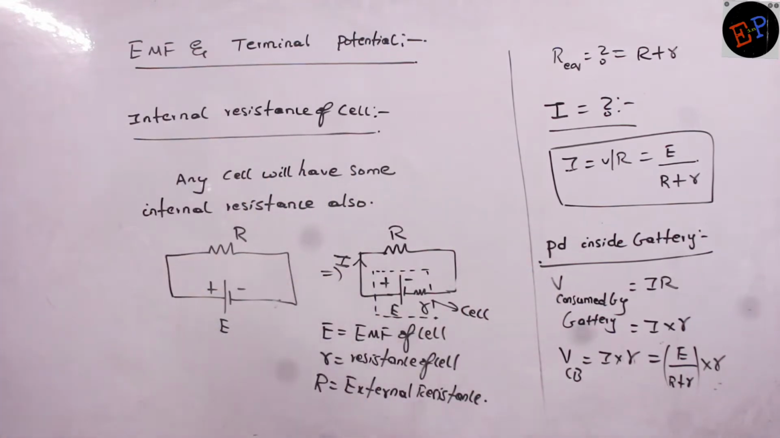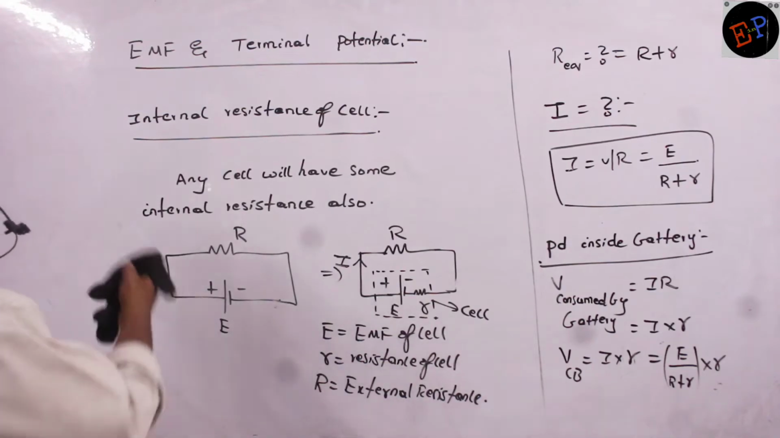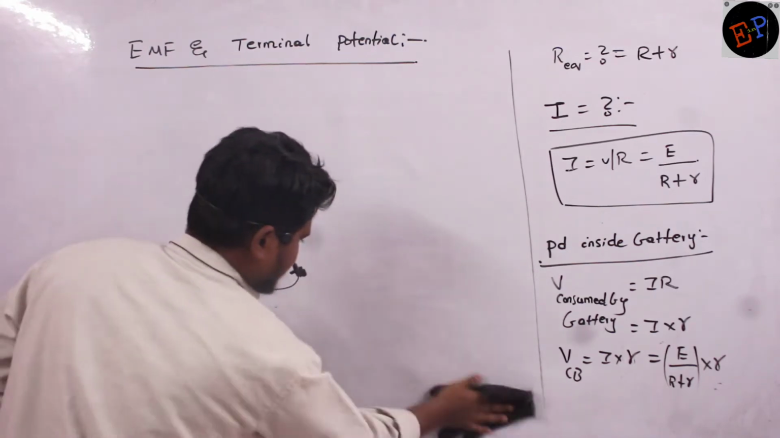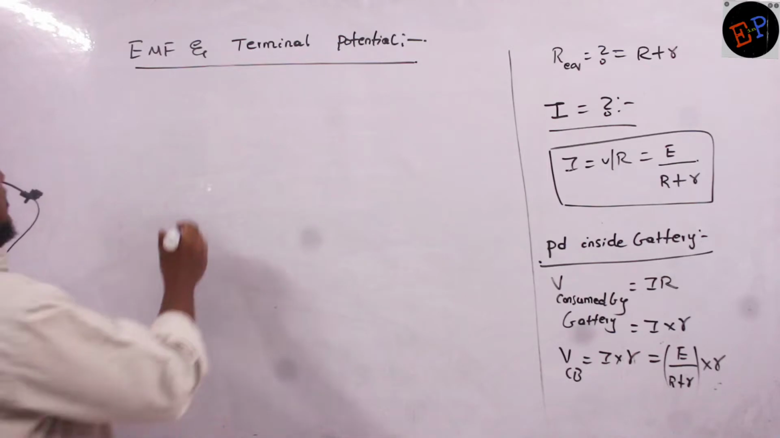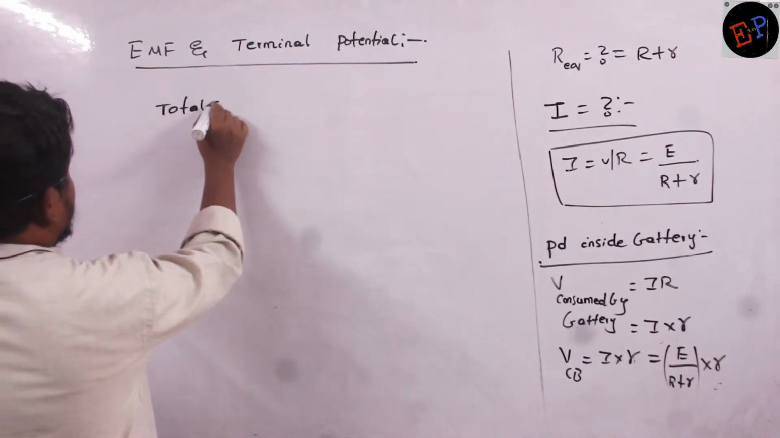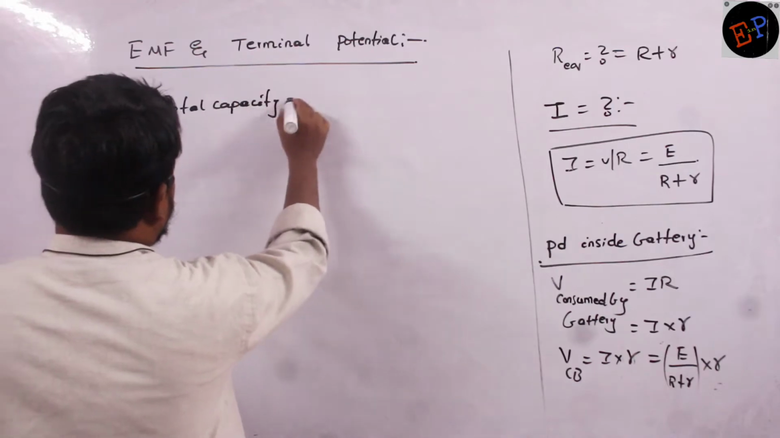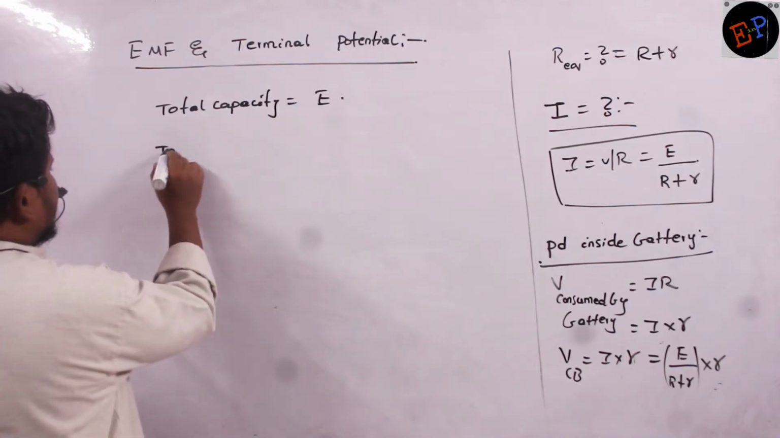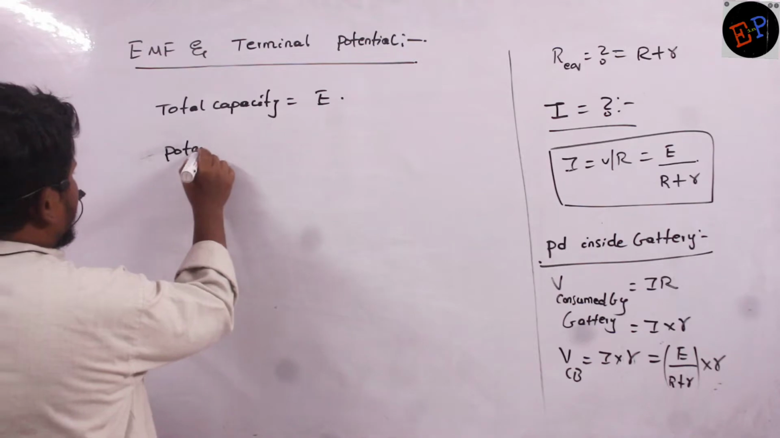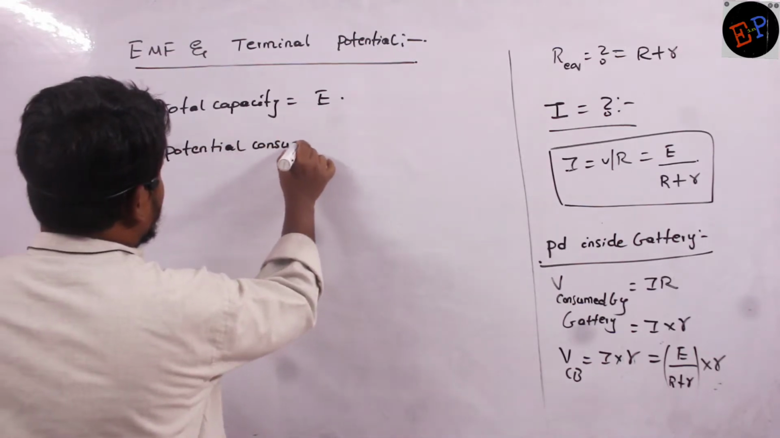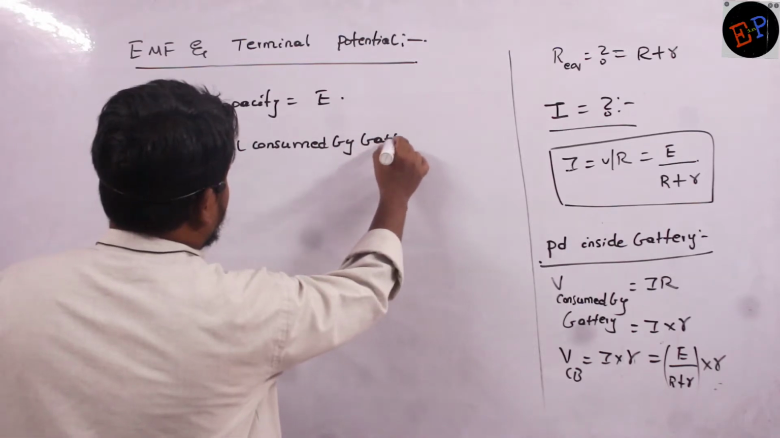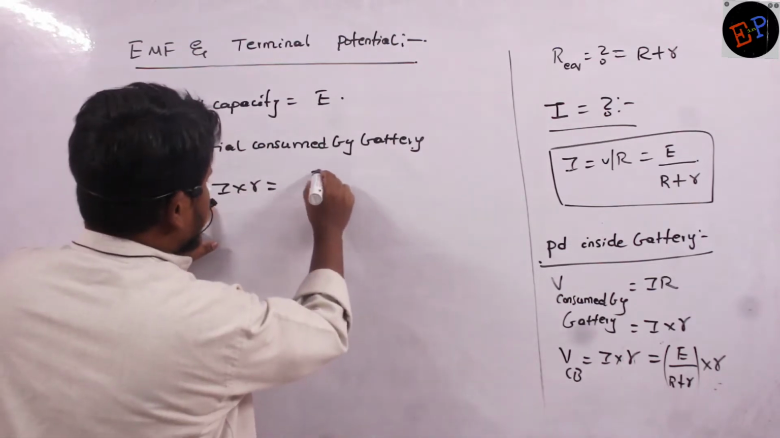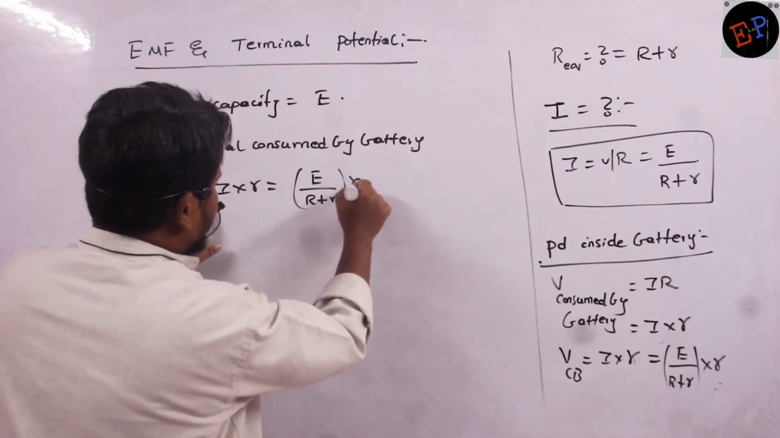Okay, now see. After doing this much calculation, completed. So total capacity of the battery is how much? Total capacity of the battery is E, no? Then potential consumed by the battery is how much? It is I into small r. Or you can write the I value, E by capital R plus small r, multiplied by small r.